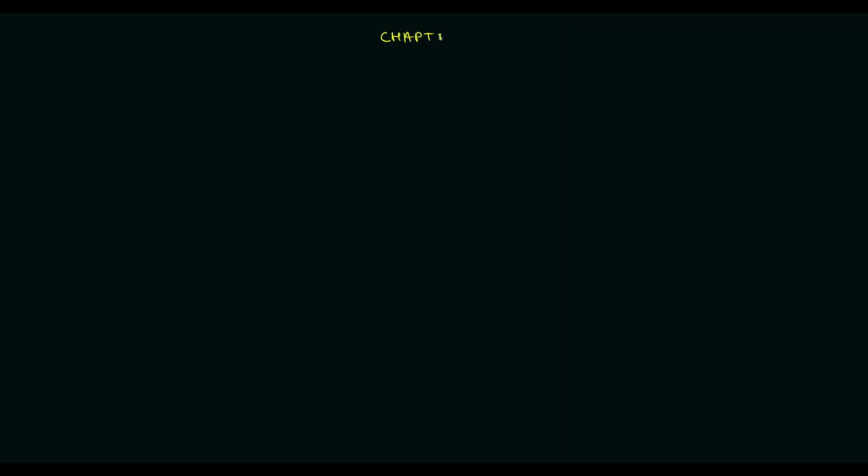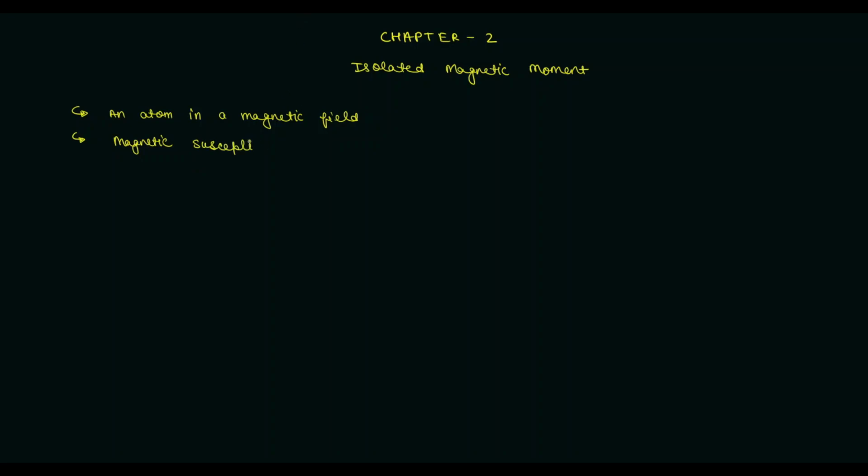So let's start chapter 2, isolated magnetic moments. First of all, we will talk about an atom in a magnetic field. Then we will talk about the magnetic susceptibility contributions. Then we are going to discuss diamagnetism and paramagnetism, the ground state of an ion and Hund's rule.